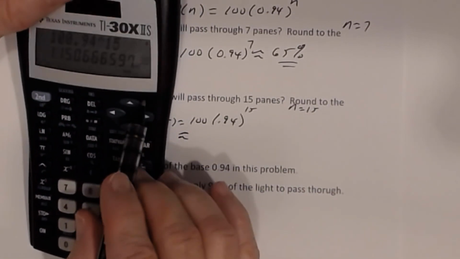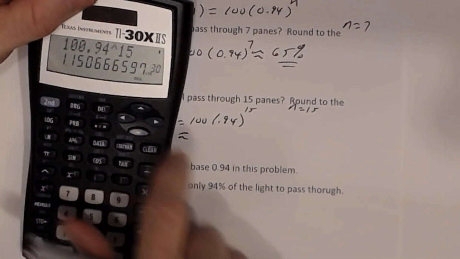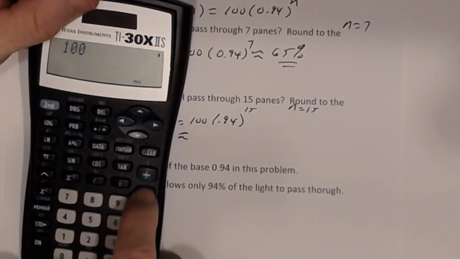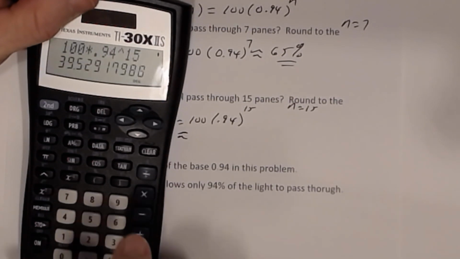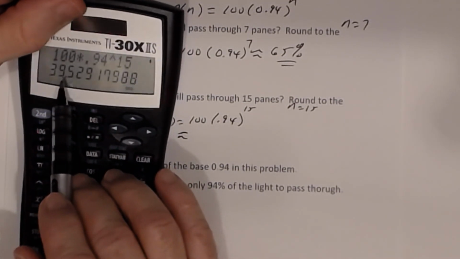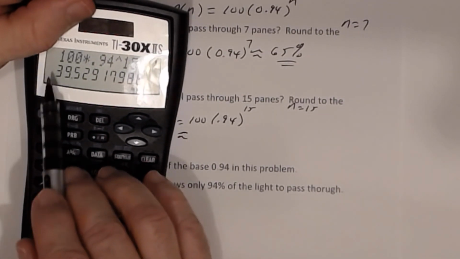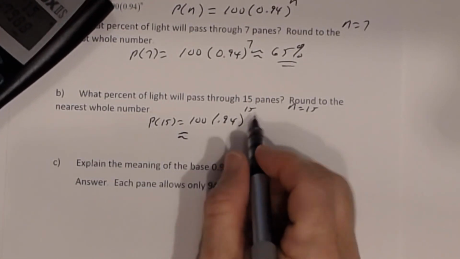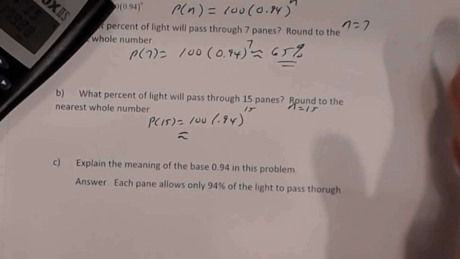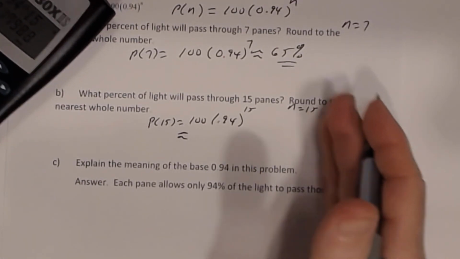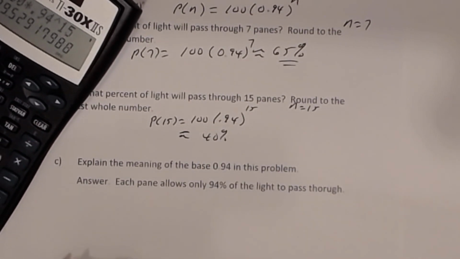I must have done something wrong. Let's do this again. I messed up right here. So 100 times 0.94 raised to the 15th power. To the nearest whole number, see the tenths place is 5, so I have to add 1 to the 9, and this becomes a 40. So what percent of the light will pass through 15 panes? You have 100% of the light going through that first pane. At the end of 15, only 40% of the light will go through that last pane.